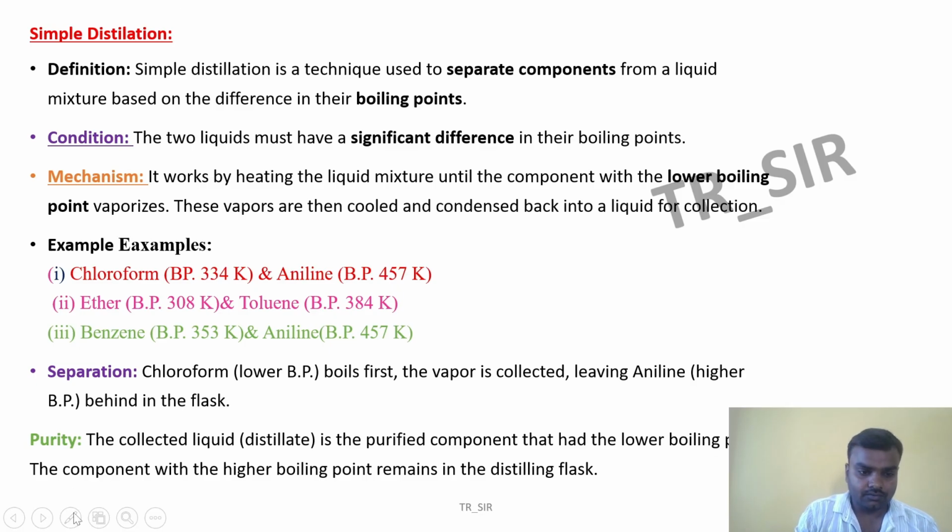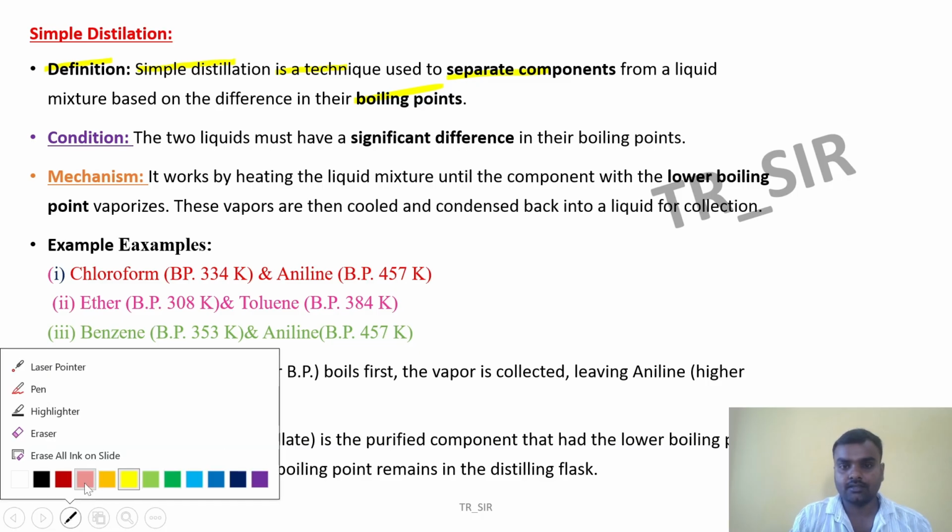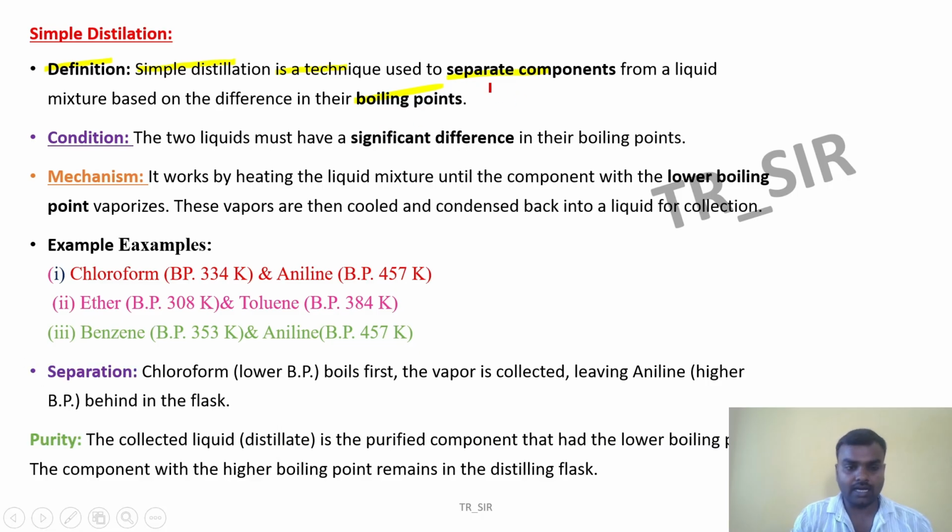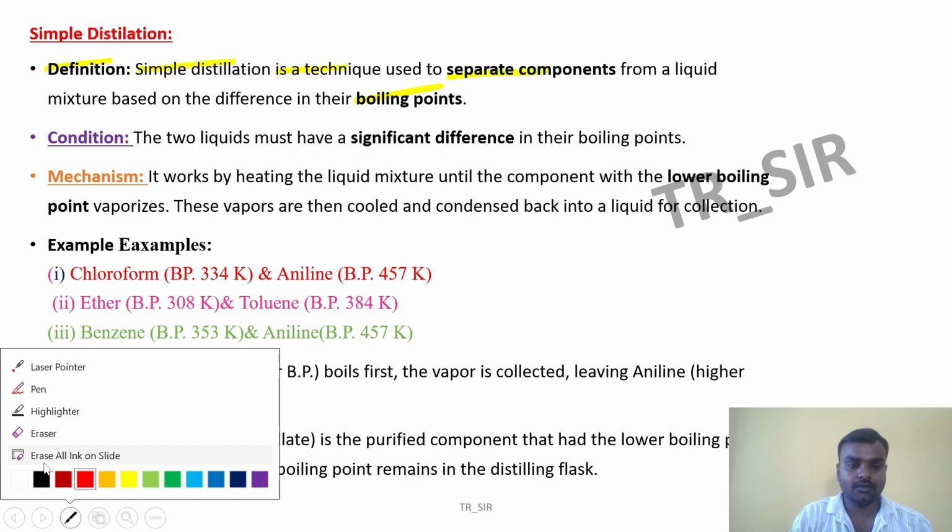First we'll see the definition of simple distillation. Simple distillation is a technique used to separate the components of a liquid mixture based on their difference in boiling points. Right? So that means if I want to separate two liquids, we should have a difference in their boiling points.